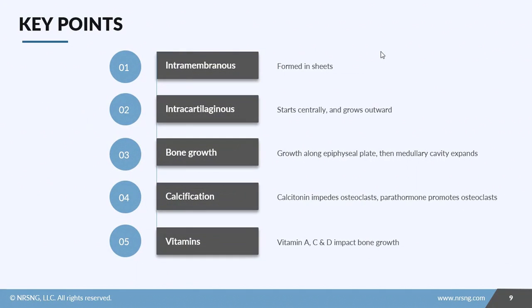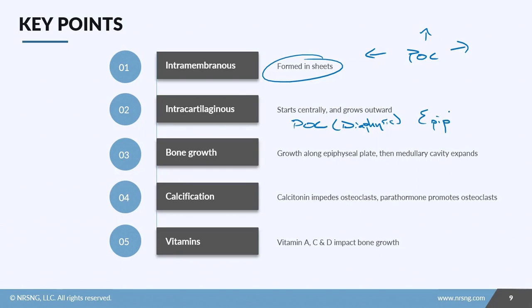So let's recap. Intramembranous bone development is formed in sheets. Remember, you have your primary ossification center and it grows outward until the periosteum is formed and then it hardens. With intracartilaginous bone development, it starts centrally at a primary ossification center and grows outward. But this is in the diaphysis. And in the epiphysis, you have your secondary ossification center. The difference between the two is that you're not going to have that carving out of the medullary cavity. In bone growth, there's growth along the epiphyseal plate, and then the medullary cavity expands. So you'll have the length first, and then the osteoclasts carve out that medullary cavity.